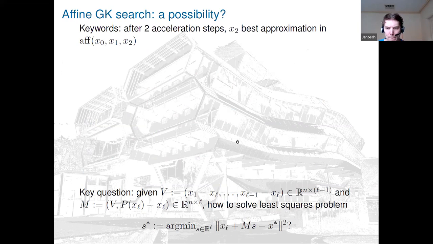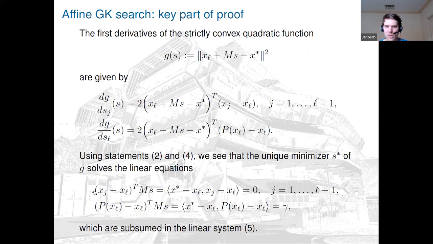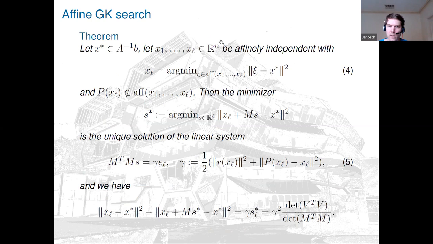So here we have gamma. So you see? And what did we do all in all? This is the first to the L minus one row of M transpose. And this here is the last row of M transpose. So all in all, this here is really M transpose MS, which is zero in the first components and gamma in the last. So that is exactly that. This system times S is this.